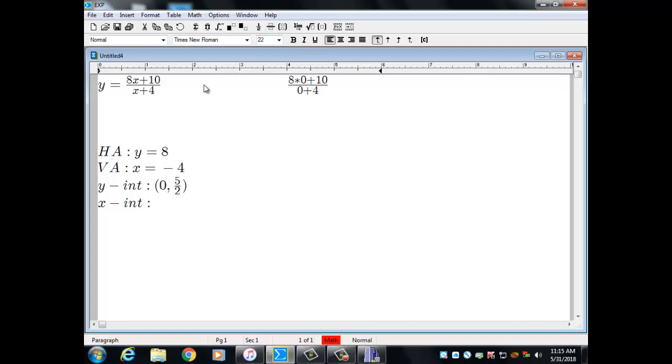Okay. Now, how do you find the x-intercept? You find the x-intercept by setting the top equal to 0. Now, that may not make a whole lot of sense to you. Or at the very best for some of you, it'll just seem like something I've told you to do. Like, well, set the top equal to 0. Why? Because he said so. Why do you set the top equal to 0?